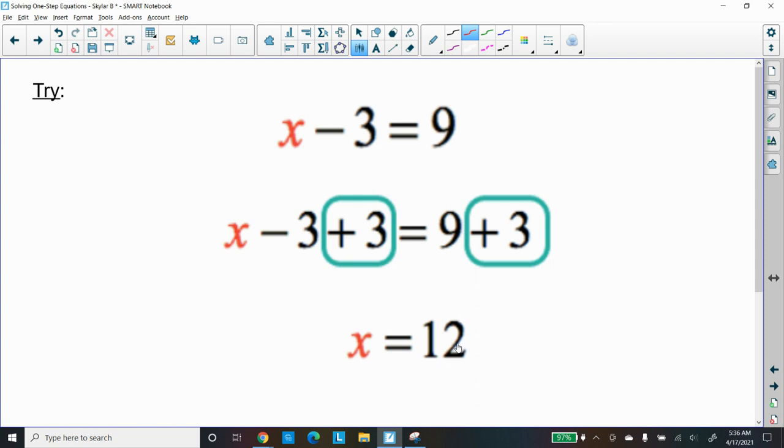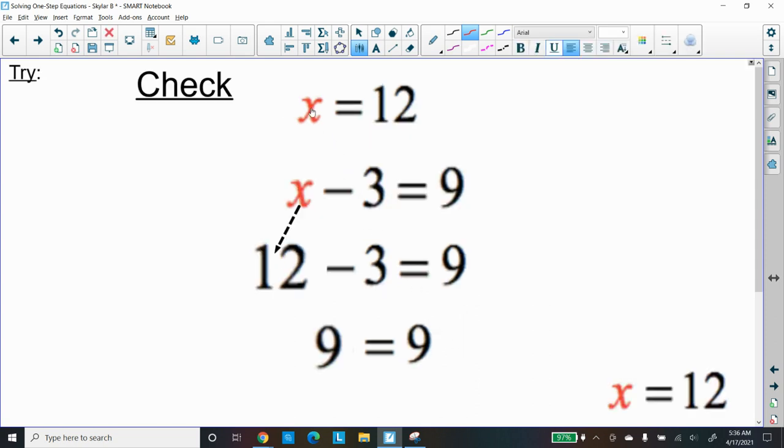I'm going to check that by substituting for x equal 12, which was the answer we got, and I'm going to replace x with 12. And then I'm going to take 12 minus 3. 12 minus 3 is 9. So 9 equals 9, so that does check out. So my answer is correct. So x is equal to 12.